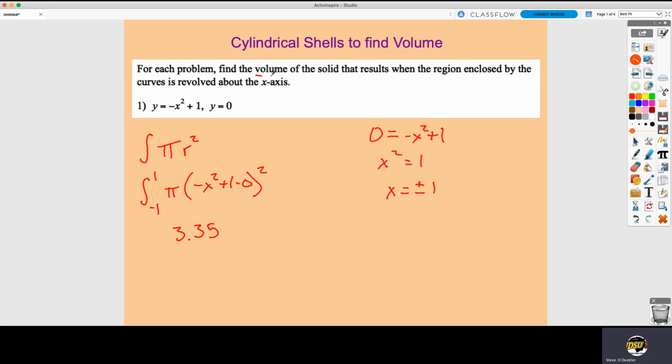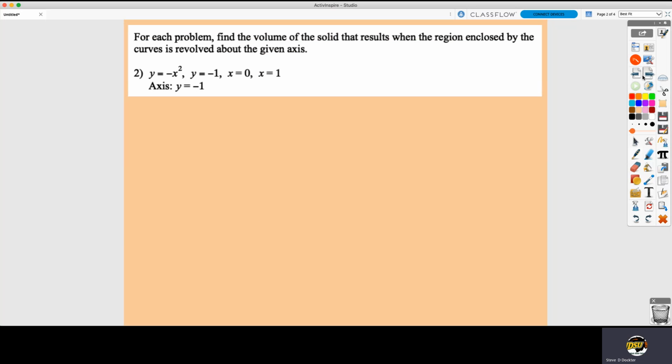All right. Now it does say volume here. So we should put a label on here. What are we putting on here? Units cubed. Yep. All right. Any questions there? All right. Go ahead and do the next one. A little bit different.